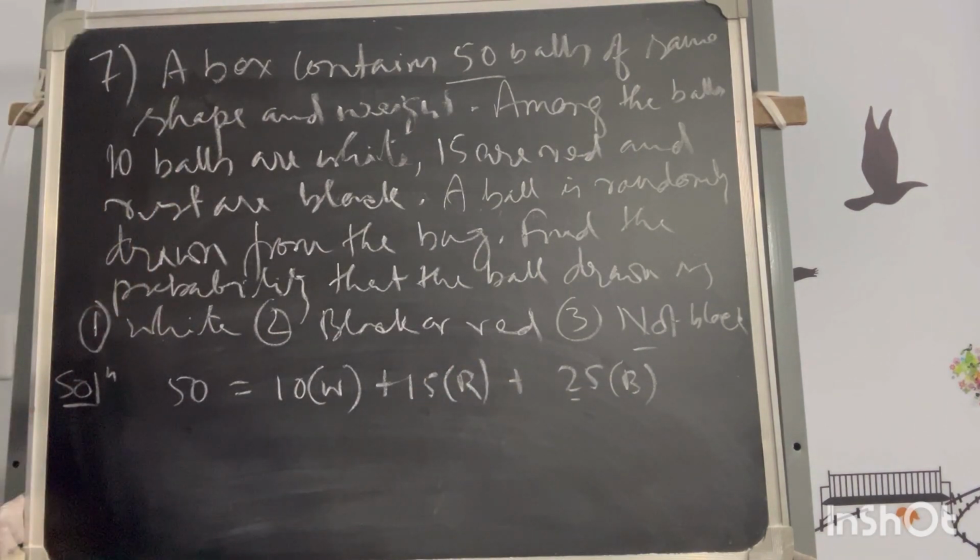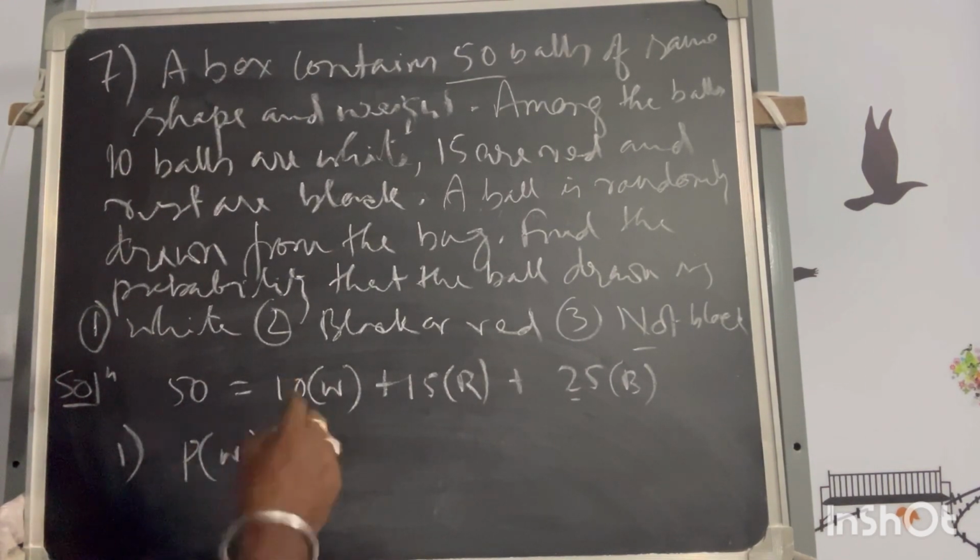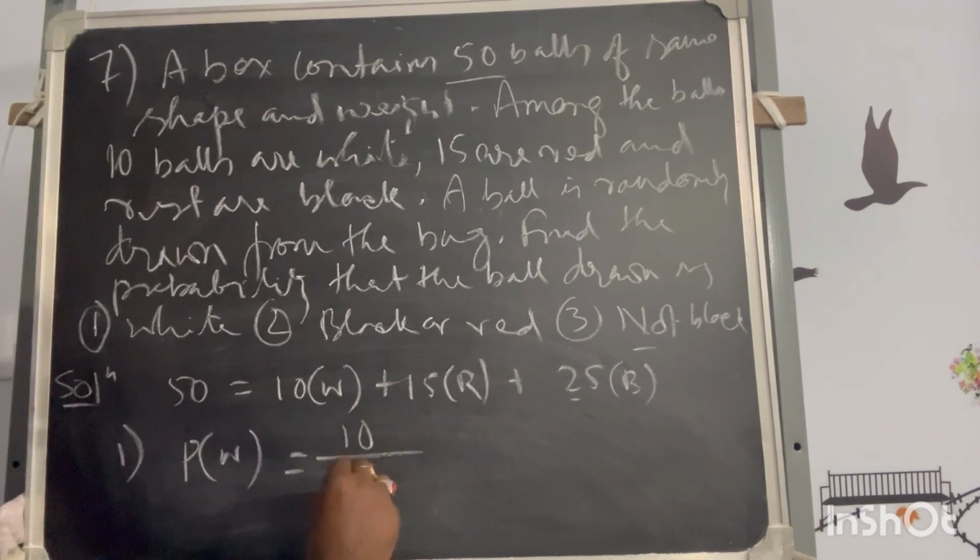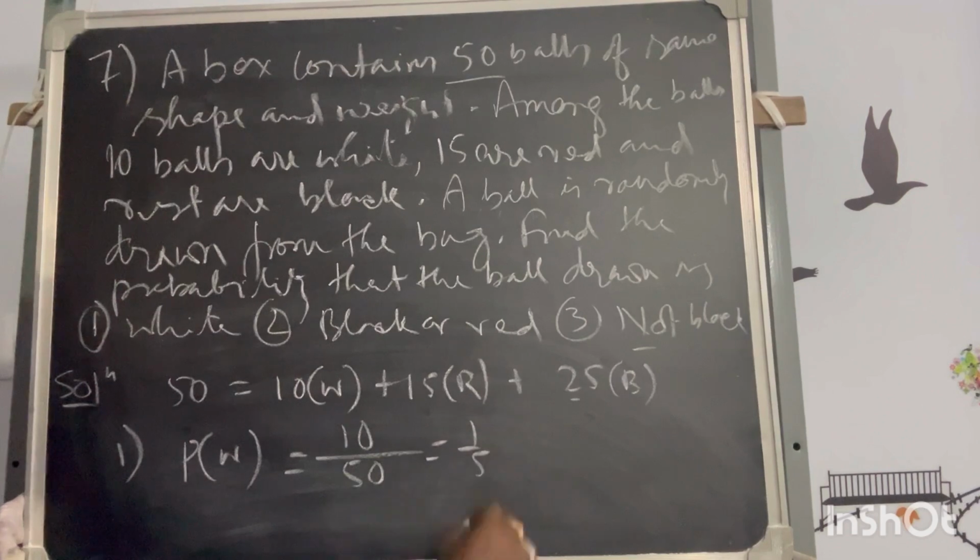So this is clear. Now for the first one, when you calculate for white, what is your white count? 10. What is your total possibility? 50. So this is 1 by 5.